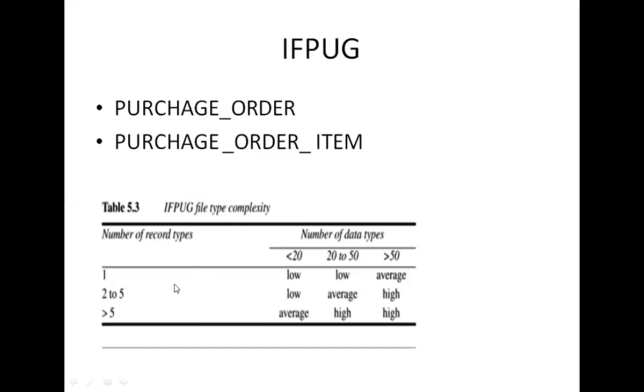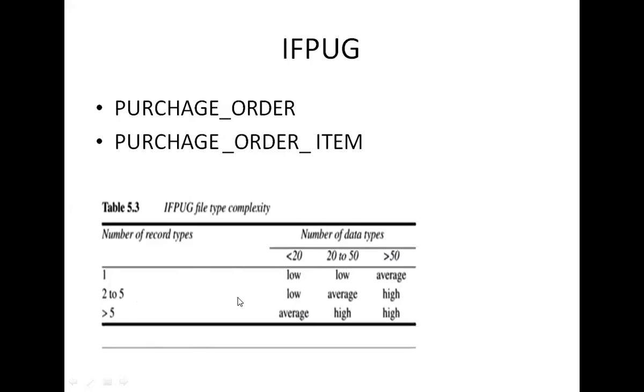See here, when the number of record types is 1, then data types less than 20 give low, data types 20 to 50 also low, and data types greater than 50 give average. When the number of record types is 2 to 5, data types less than 20 is low, 20 to 50 average, greater than 50 high. And when the number of record types is greater than 5, data types less than 20 is average, 20 to 50 high, and greater than 50 high.